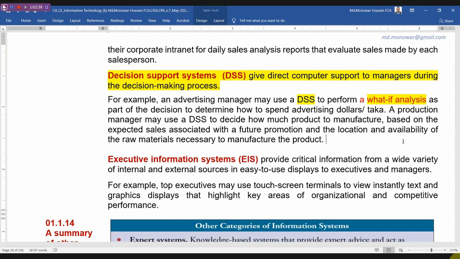For example, there is an azan going on. Just 1.5 minutes. Okay.